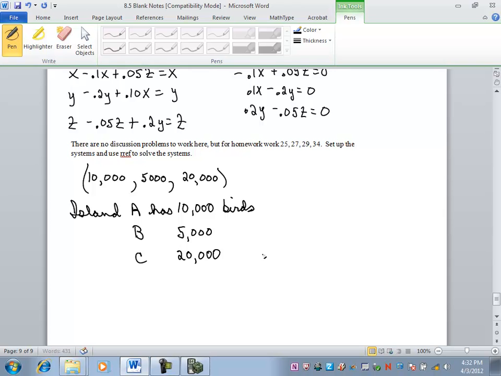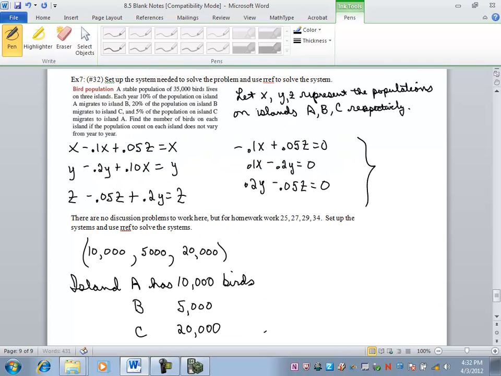Again, plug this matrix into your calculator, and there may be a couple of these on the test where I ask you to set it up and then use the calculator to solve it. No discussion problems here for these word problems, but definitely some for homework. So set up the systems and then use RREF to solve it. If you have questions, bring them to class. We'll be happy to answer them.